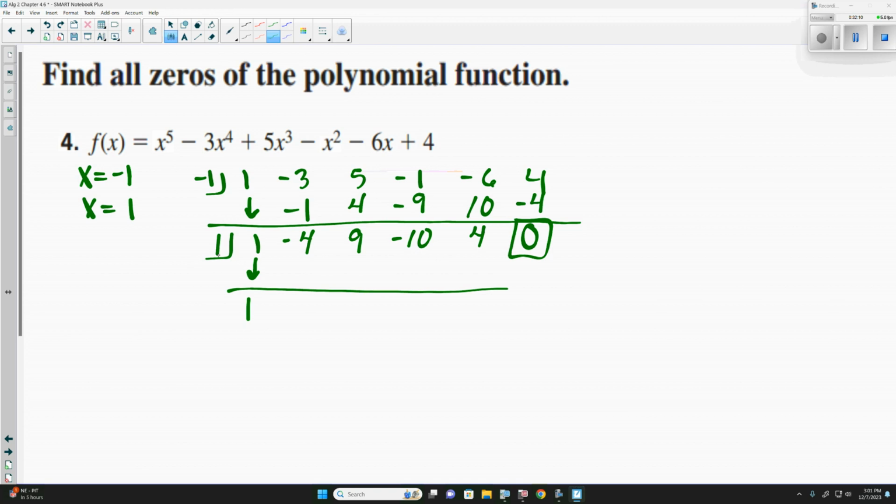Now the next one we can try is 1. 1 times 1 is 1. -4 plus 1 is -3. 1 times -3 is -3. 9 plus -3 is 6. 1 times 6 is 6. -10 plus 6 is -4. 1 times -4 is -4, and that gives us 0.